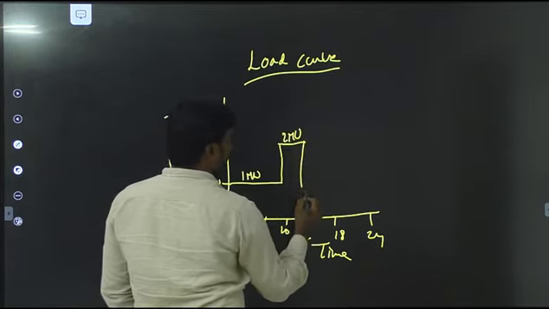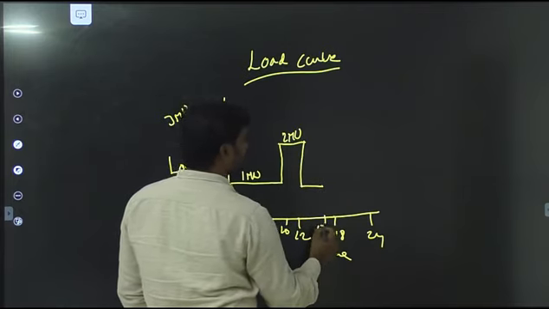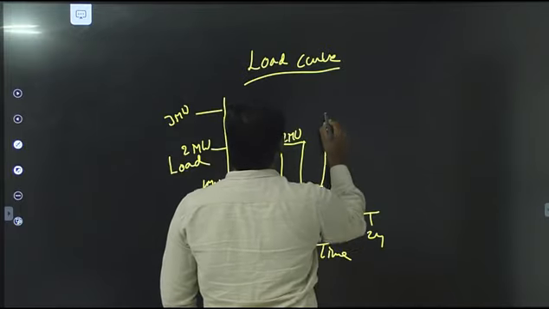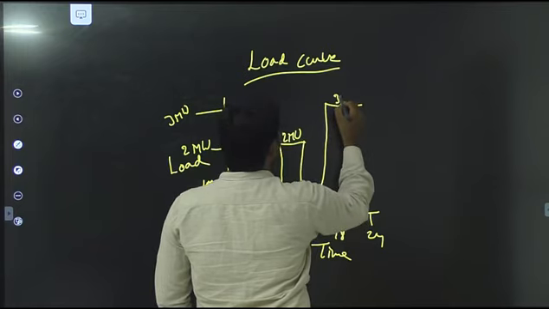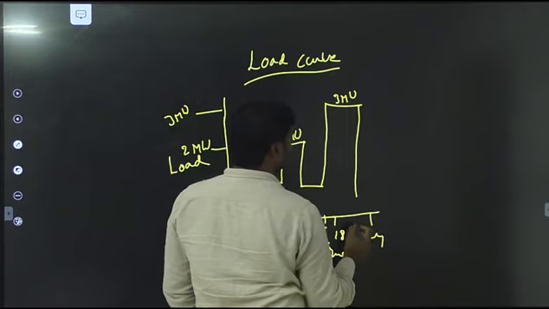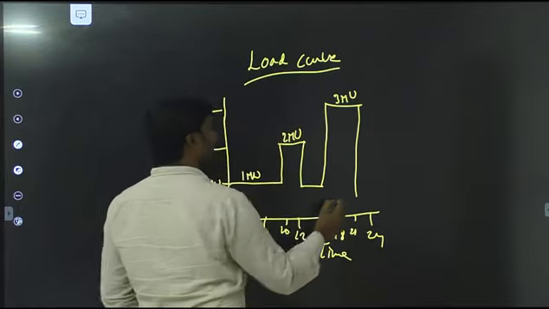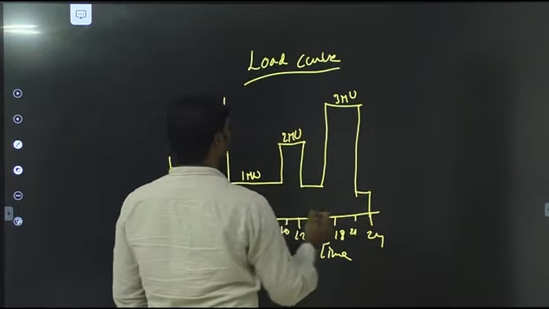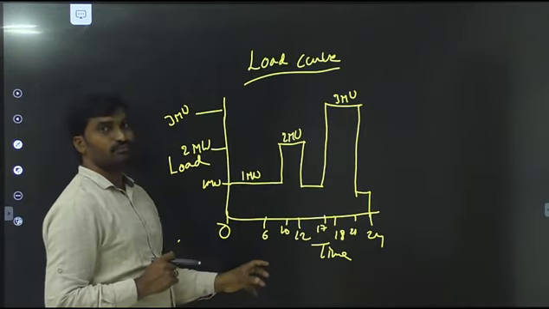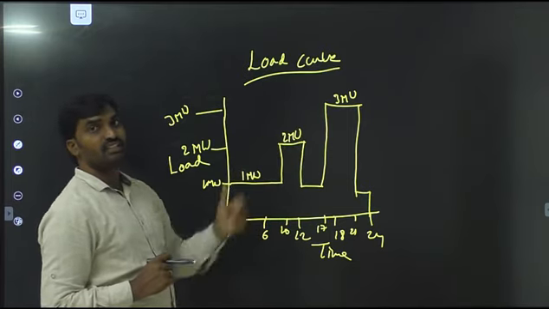And again it falls back for some time, up to around 17 hours. That means evening 5 o'clock. So at evening 5 o'clock, we require the maximum load, that is 3 megawatts of power, up to 21 hours. Later we require the same power. So see this, here we can see the graph. This graph explains how much the power varies.